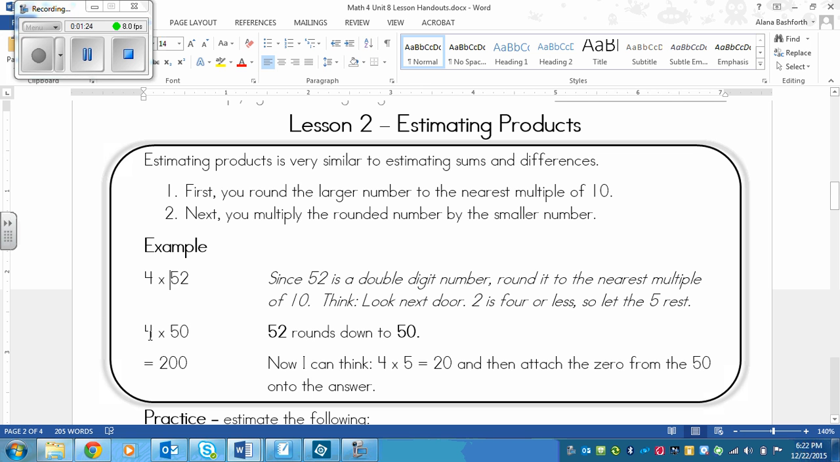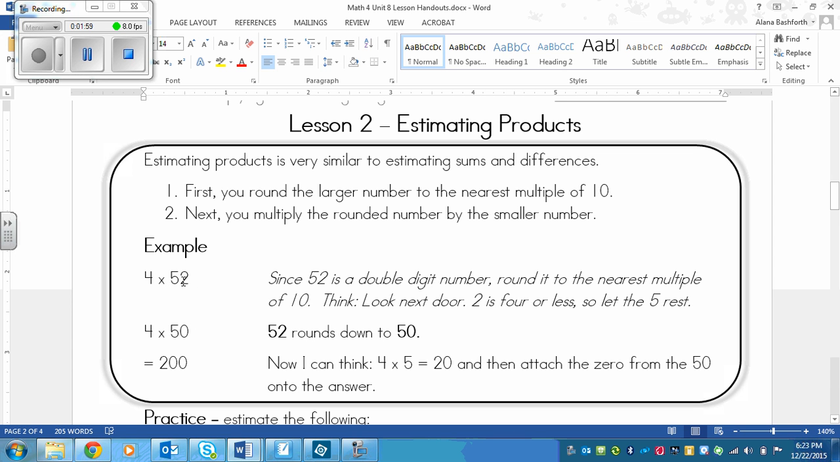Okay, and then we just multiply 4 times 50. So I can think 4 times 5 first. 4 times 5, I've got that written over here. So 4 times 5 is 20. And then there's still this 0 at the end of the 50 that we need to tack on to the end of our answer. Right? Because 4 times 50 is not 20. But 4 times 5 is 20. And then we put a 0 after to get the answer of 200. So an estimate of 4 times 52 would be 200.